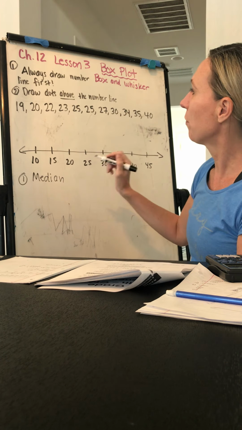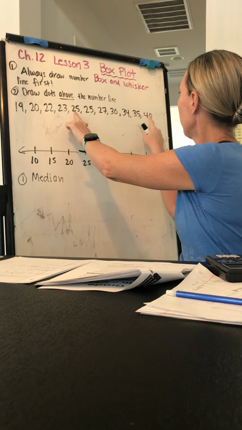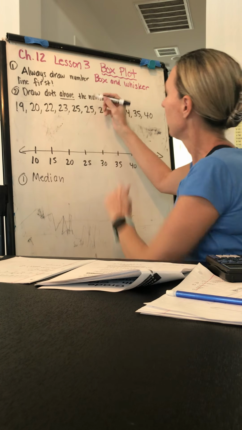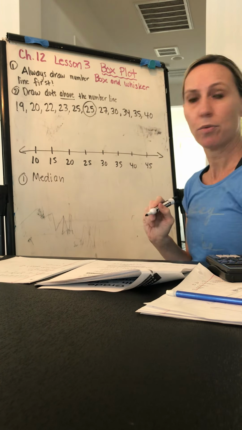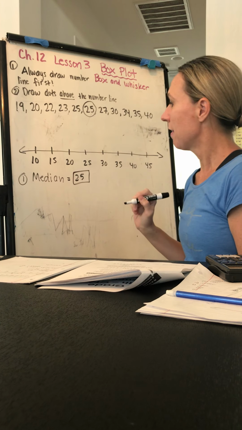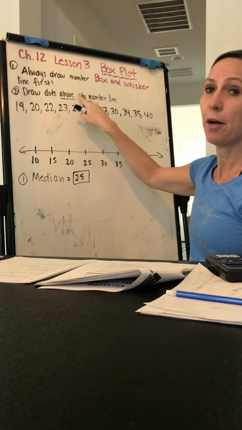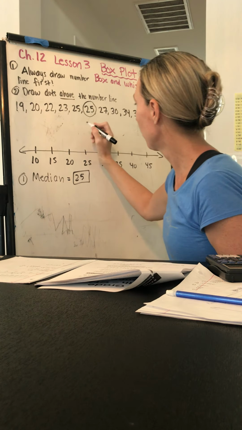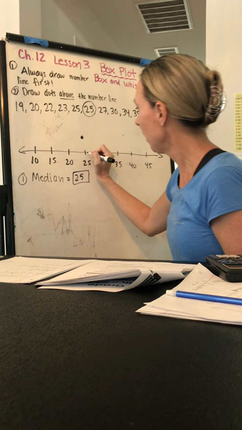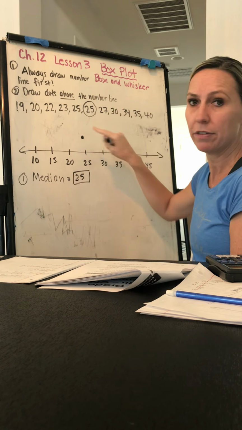So we're first going to find the median. We have 1, 2, 3, 4, 5, and 1, 2, 3, 4, 5, and the median is 25. Then I'm going to put a dot. Draw your dots above your number line. I'm going to draw the median at 25, not on the line, because then the box and whiskers will run into your numbers. You want to draw it above.